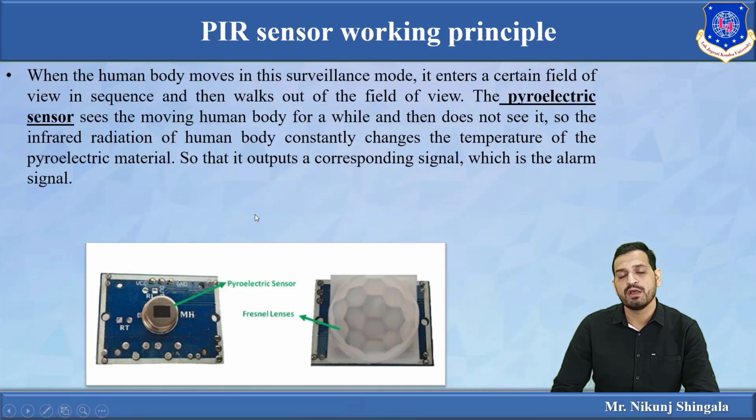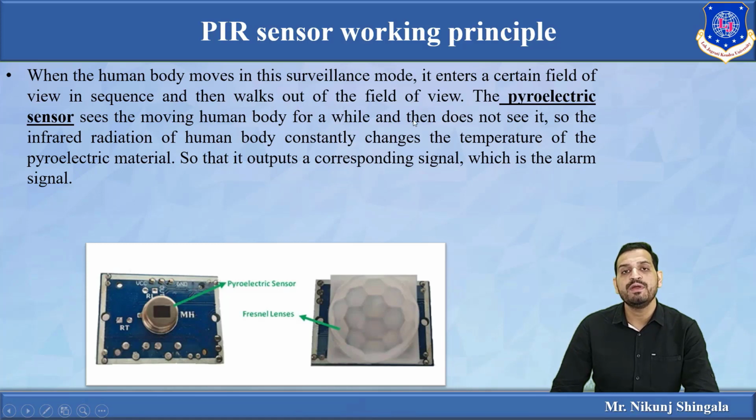Okay, now how does it work? Okay, if some human body is in the surveillance mode, it enters the field of surveillance, and then if someone walks out of the field, okay, now in this, what will happen? The pyroelectric sensor sees the moving human body for a while.